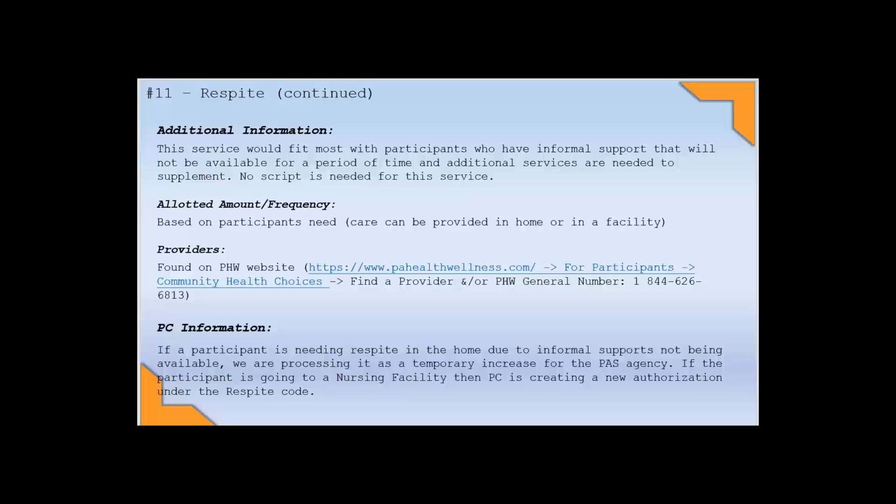It's a little bit more information about who this would benefit. And just as I was working with some PCs on this, they provided a little extra guidance. If a participant is needing respite in the home due to informal supports not being available, they are processing it as a temporary increase for the PAS agency. If the participant is going to a nursing facility, then PC is creating a new authorization under the respite code.